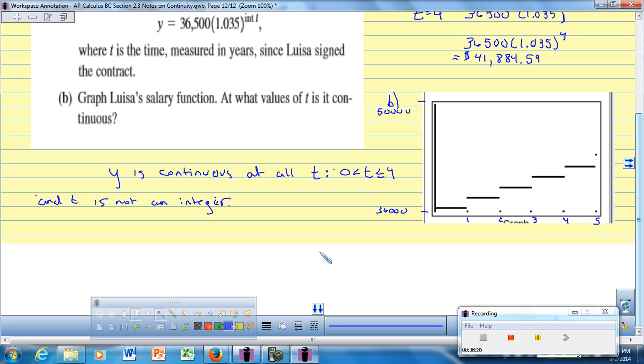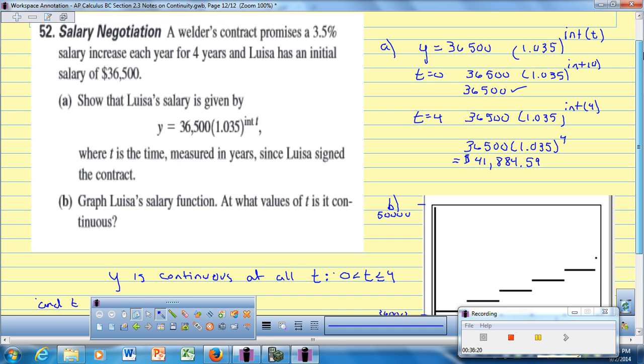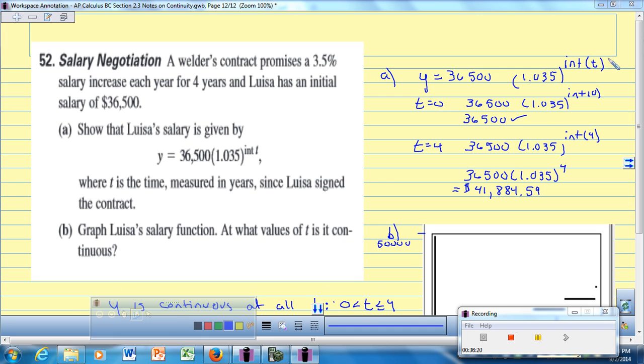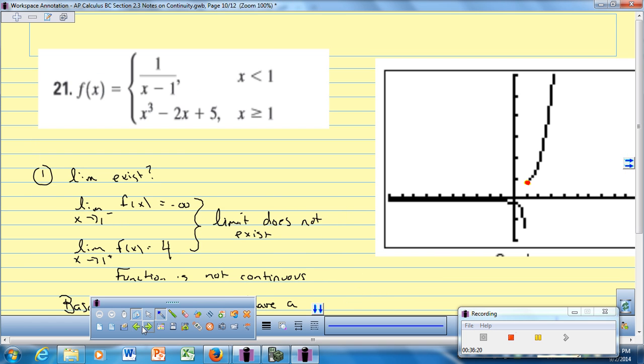Okay, so that is number 52. I believe that's my last example. So all of these problems, these examples at the end, 19 through 21, 49, and 52, all came off your homework assignment, so hopefully these will help you with the other problems you'll be doing in the assignment.